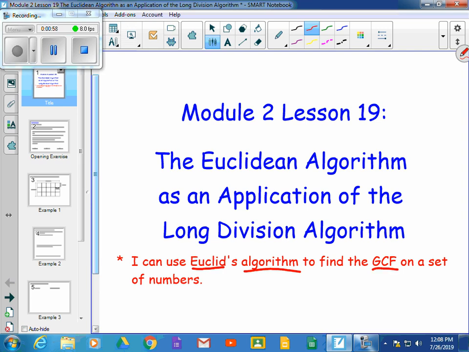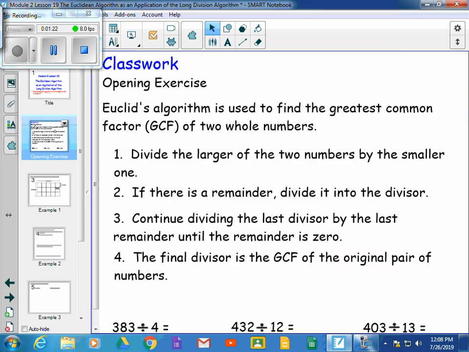So this is actually a third way to find the greatest common factor of a set of numbers. Remember, you can list out the factors. You can use prime factorization, which involves the factor tree and Venn diagram. But now I'm going to introduce a third way, and this only works for greatest common factor. Again, discovered by a man named Euclid.